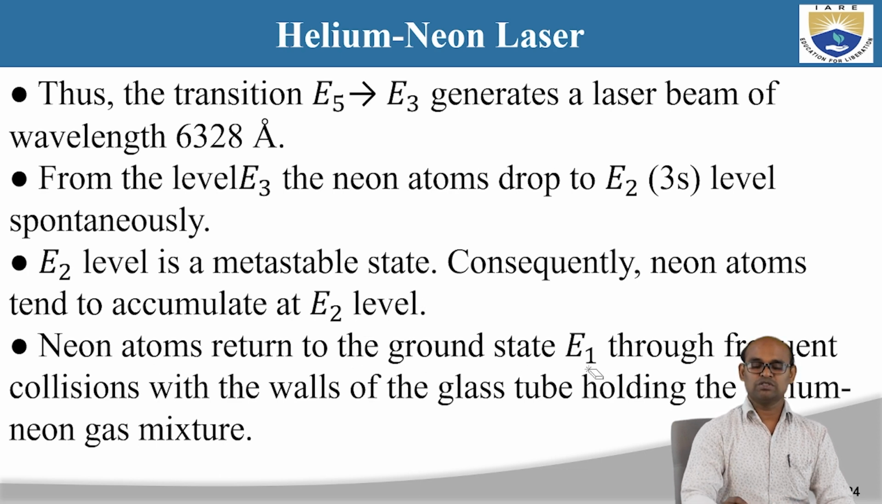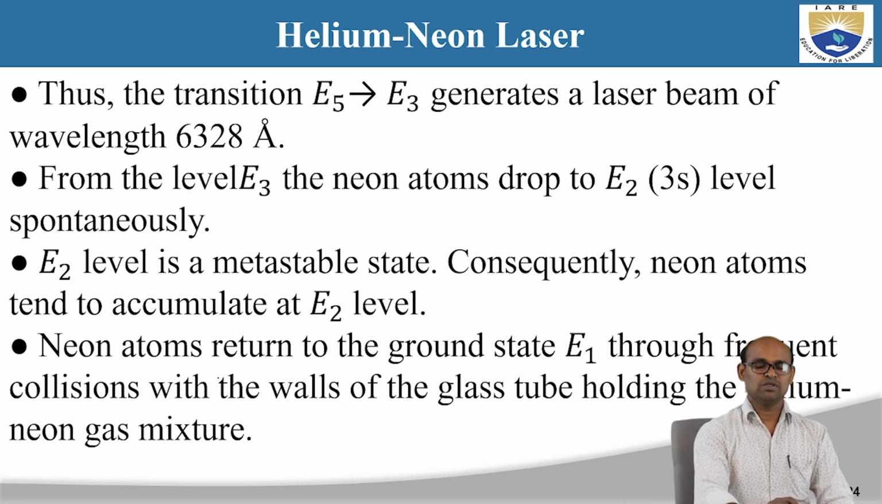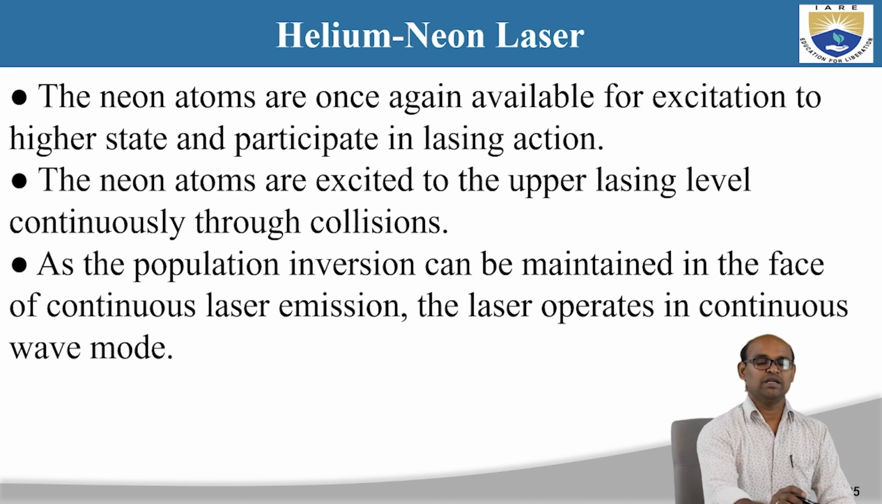Neon atoms return to the ground state E1 through frequent collisions with the walls of the glass tube holding the helium-neon gas mixture. That is the reason why in the beginning I mentioned that the glass tube we are going to consider is very narrow. We have intentionally taken the glass tube as narrow so that the atoms accumulated in E2 decay to the ground state through frequent collisions with the walls of the glass tube. The neon atoms are then once again available for excitation to a higher state and participate in lasing action.